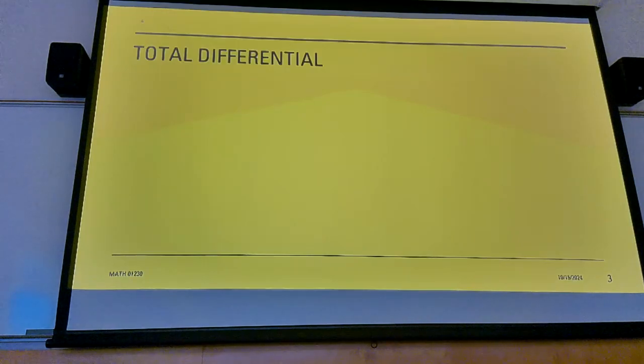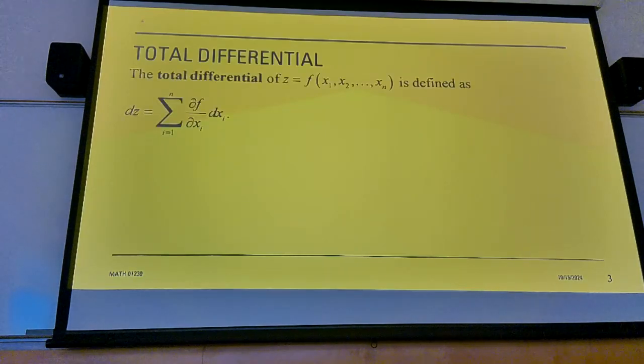Total differential. So let's say we have a function z equals f as a function of n independent variables. The total differential is the sum, i equals 1 to n, partial of f with respect to x sub i times dx sub i.